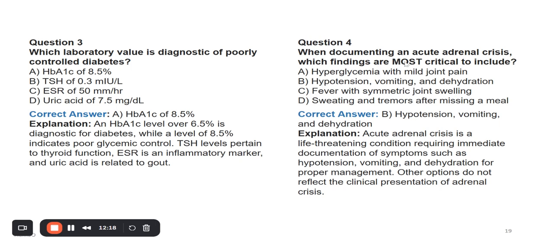Question 4. When documenting an acute adrenal crisis, which findings are most critical to include? A. Hyperglycemia with mild joint pain. B. Hypotension, vomiting, and dehydration. C. Fever, symmetric joint swelling. Or D. Sweating and tremors after missing a meal. Definitely it's B for adrenal crisis: hypotension, low blood pressure, vomiting, and dehydration. Acute adrenal crisis is a life-threatening condition requiring immediate documentation of symptoms such as hypotension, vomiting, and dehydration for proper management. Other options do not reflect the clinical presentation of adrenal crisis.